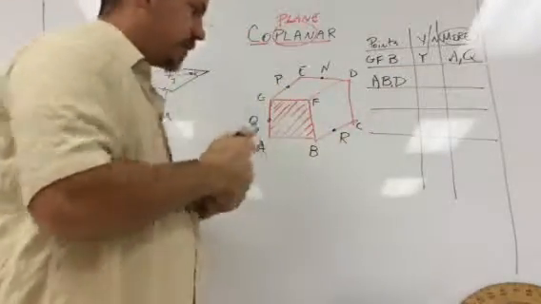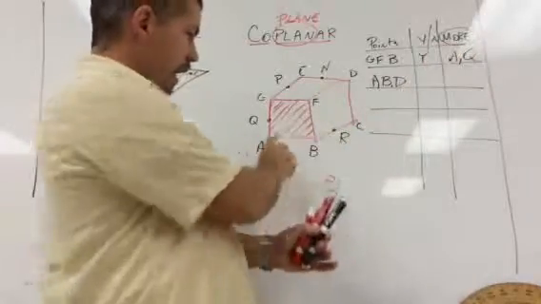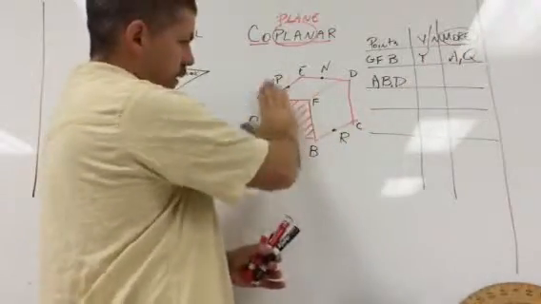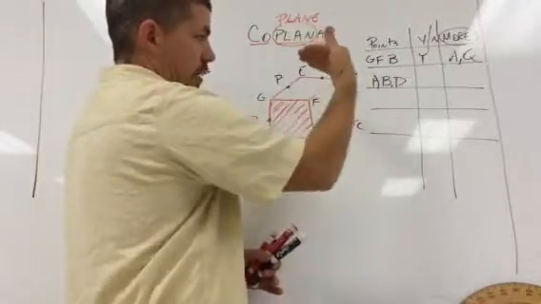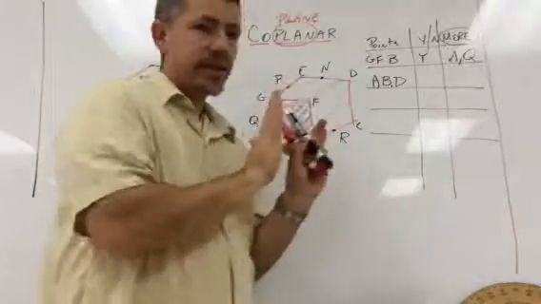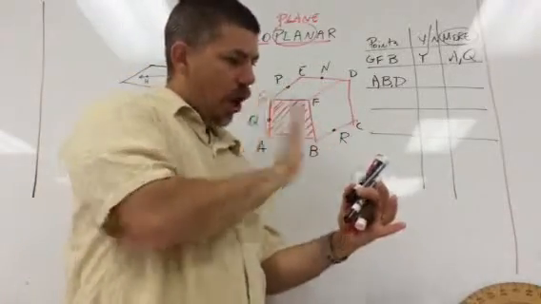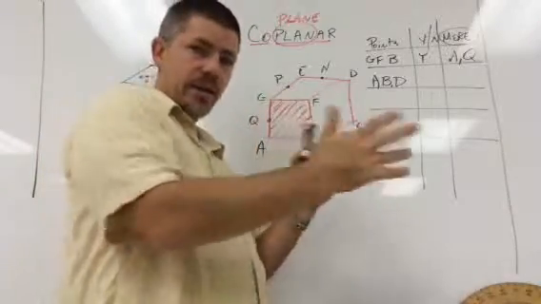Well, the first thought is no, because on the outside of the box, A and B are either on the front of the box or on the bottom of the box, and D is on the top of the box or the back side of the box. But you have to understand something about coplanar. It doesn't have to happen on a box. It has to happen like on a sheet of paper.